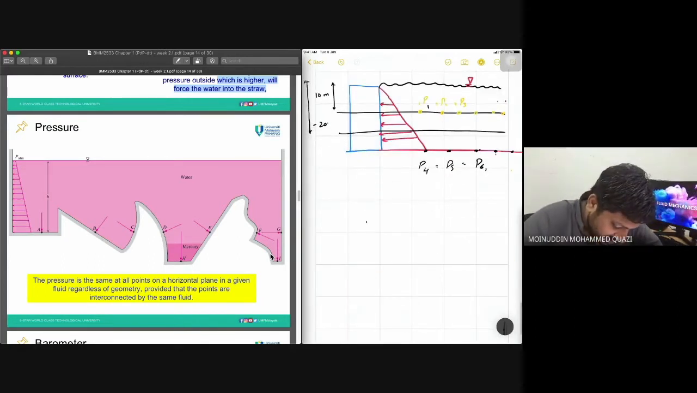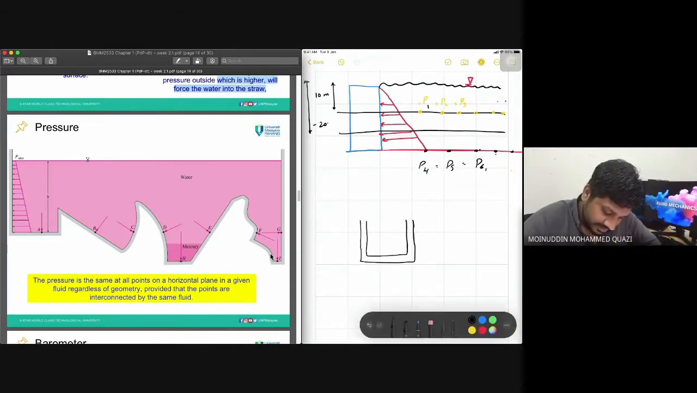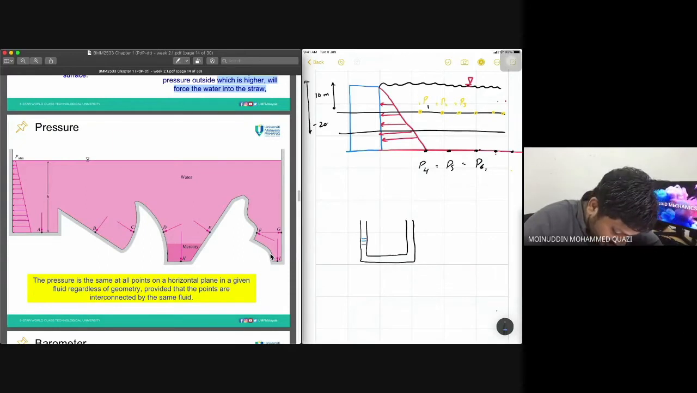Let's say I have got a U-tube. This is a U-tube. In the U-tube, this has water inside. So the pressure in this horizontal line, at this point, let's say this is point 1, and at this point, let's say this is point 2. So pressure at point 1 is equal to pressure at point 2 because they are at the same level.